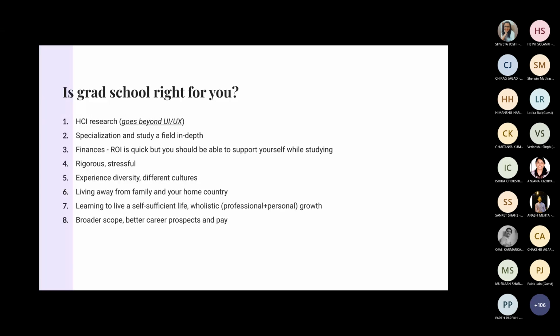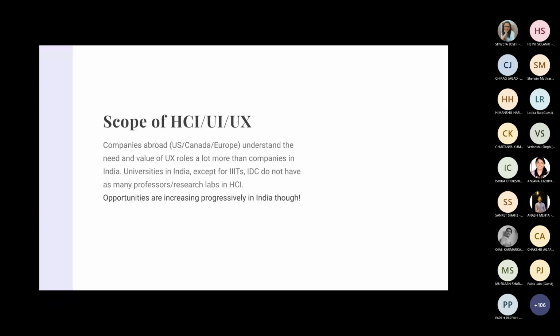And again, the last point being there's broader scope and better career prospects and pay, which I will talk about briefly here. So companies abroad, mainly US, Canada, and Europe, because that's where most people go, they understand the need and value of UX roles and HCI a lot more than companies in India. That being said, it's not like India does not have these roles, but they are mostly at either design studios or bigger companies like Google, Microsoft, and places like that, those in Hyderabad or Bangalore, where you'll get these roles, but maybe not as much in smaller companies.